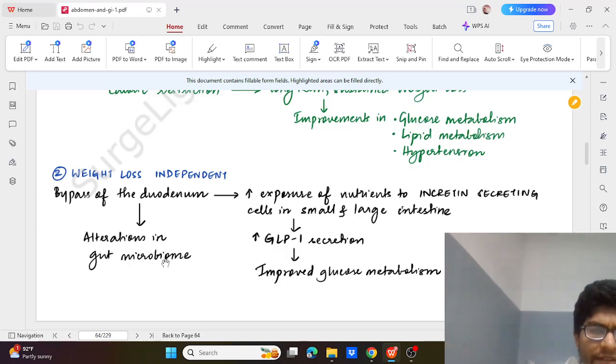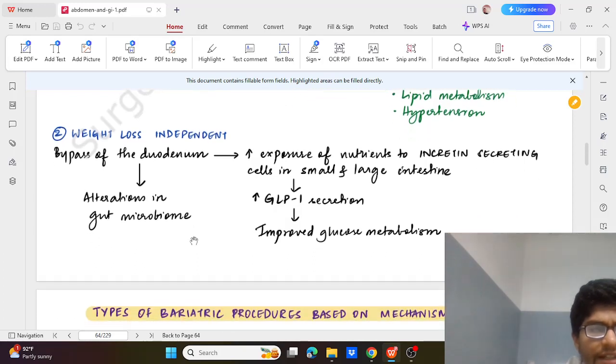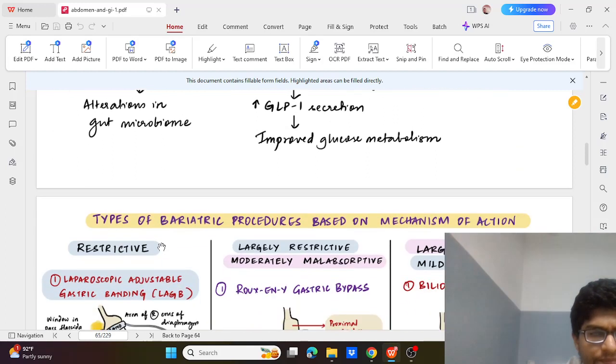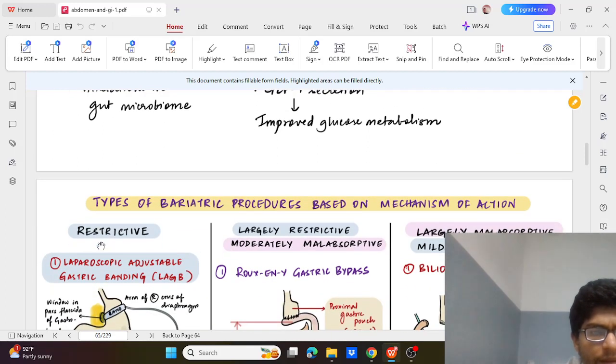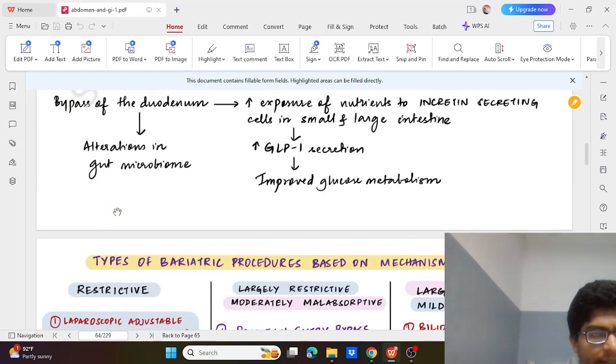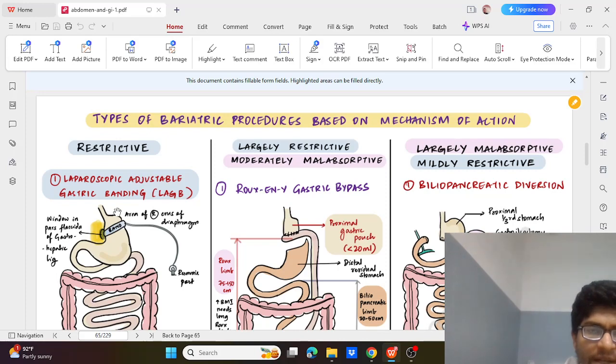Apart from that, there will be neurogenic and hormonal changes which will be affecting the satiety and causing weight loss. Hormones involved will be ghrelin and neuropeptide Y. Now coming to types of bariatric procedure based on mechanism of action.